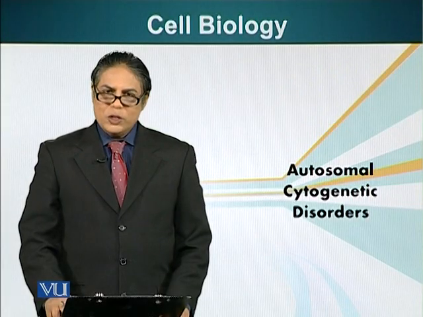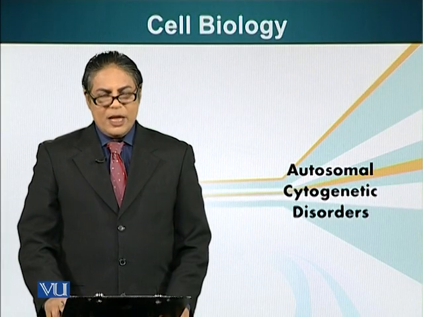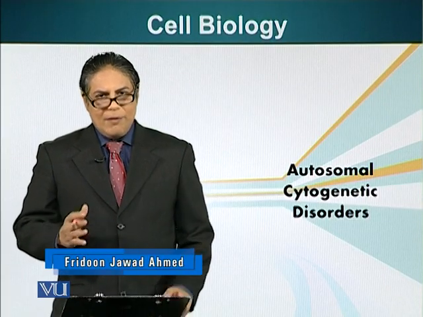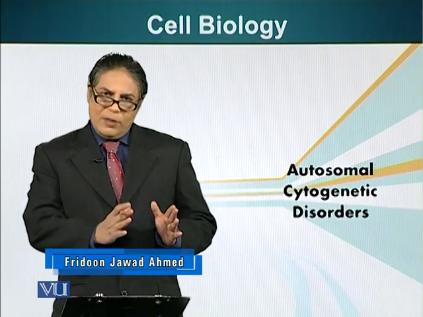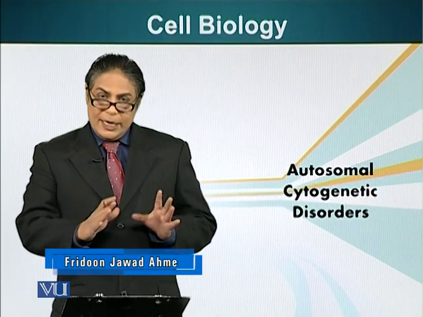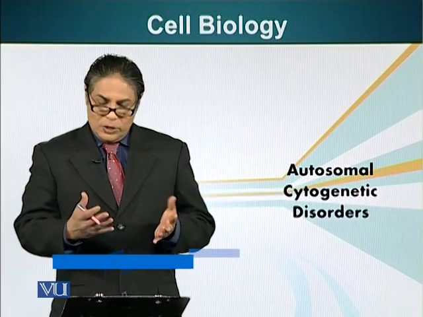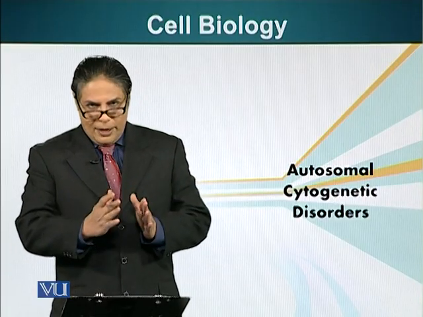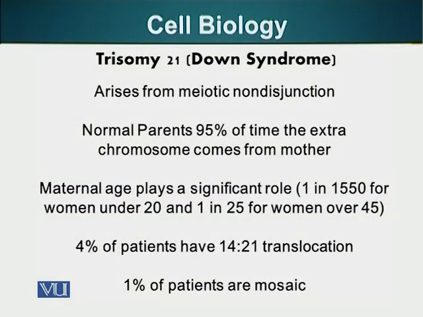In this module, we'll talk about cytogenetic disorders involving autosomes. I've already told you what autosomes are. We have 46 chromosomes. 44 of them are autosomes, meaning they do not contain any information regarding sexual determination or differentiation. The two, X and Y, are the sex chromosomes.